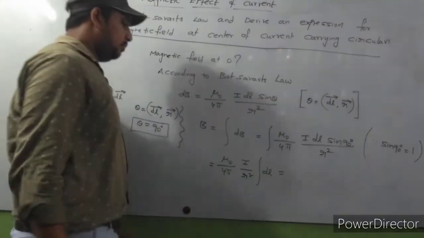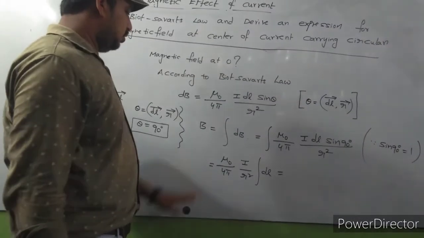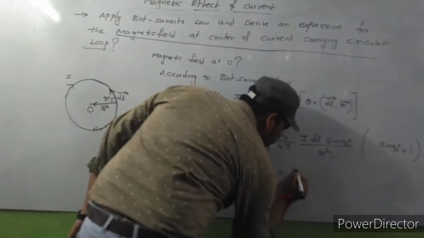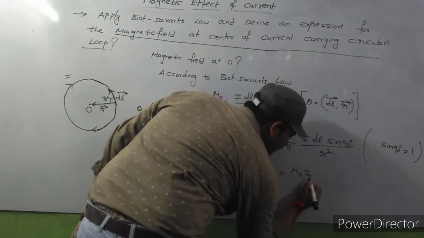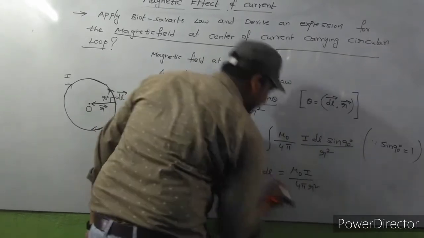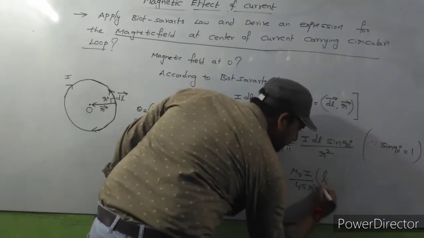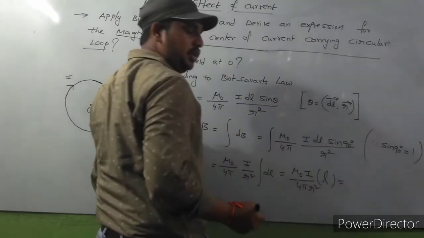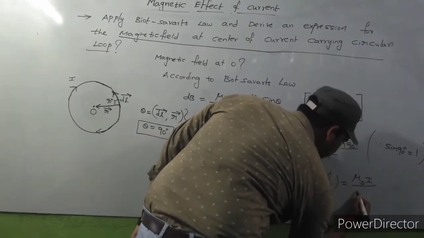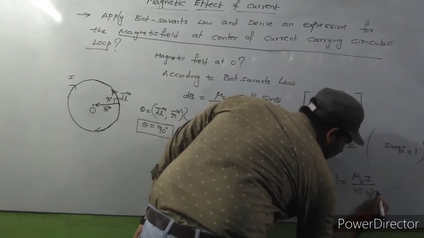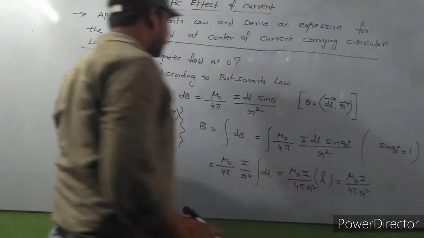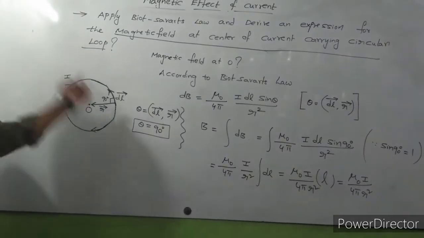So μ0/4π into I by r squared into integral dl. So here we got μ0 I by 4π r squared. Integral dl means L. Integration of dl means L. So now μ0 I by 4π r squared into integral dl, which is L. What is L here? L means the length of the conductor.